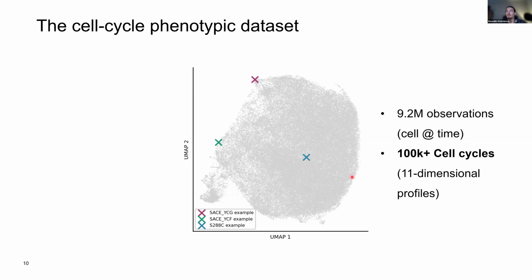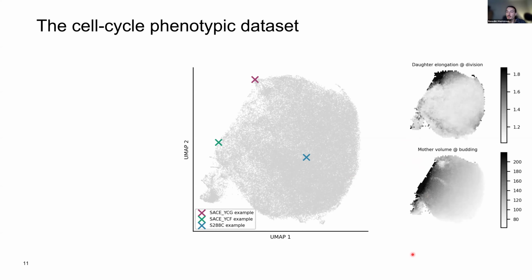And then just to drop some numbers again, this is 9.2 million observations of single cells at a time now, amounting to more than 100,000 cell cycles. So it's quite a large data set. Now we can go ahead and do some more explorative analysis on this data set. So for example, I projected 2 of the phenotypes onto the UMAP, and we can see that we have this area on top here, which is dominated by high values in elongation, so more elongated cells.